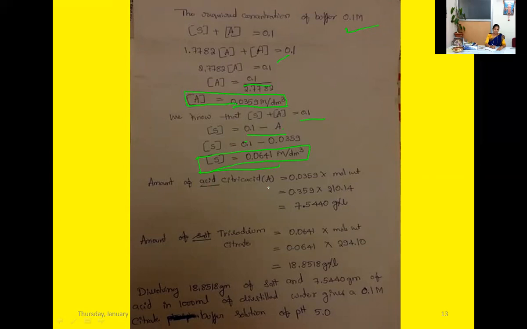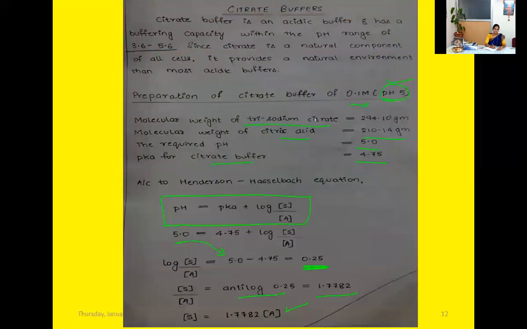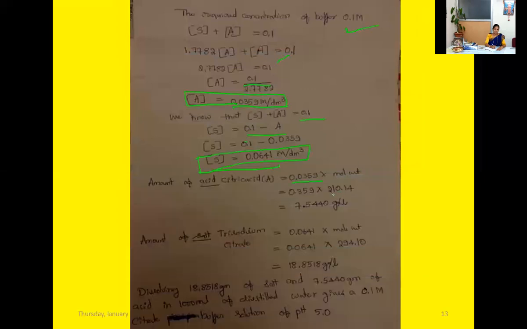Okay, amount of citric acid A is equal to acid into molecular weight. Acid, that is same as usual, 0.0359 into molecular weight of citric acid. In the beginning we have written here, molecular weight of citric acid is 210.14 grams. So when you multiply, you get 7.5440 grams per liter. That much amount you are going to take and dissolve in 1000 ml of distilled water. But in the examination hall, you do not need to prepare 1000 ml. This is for 1000 ml.